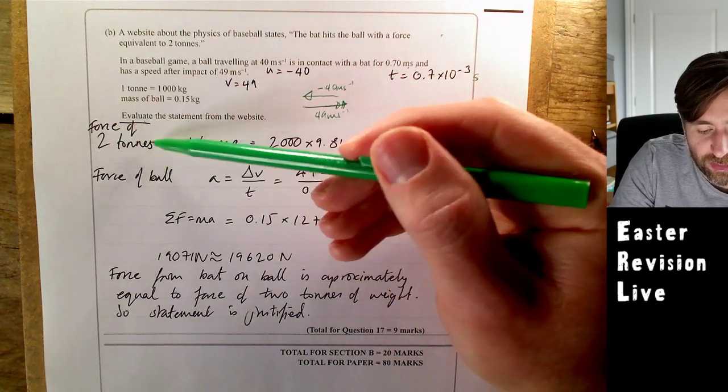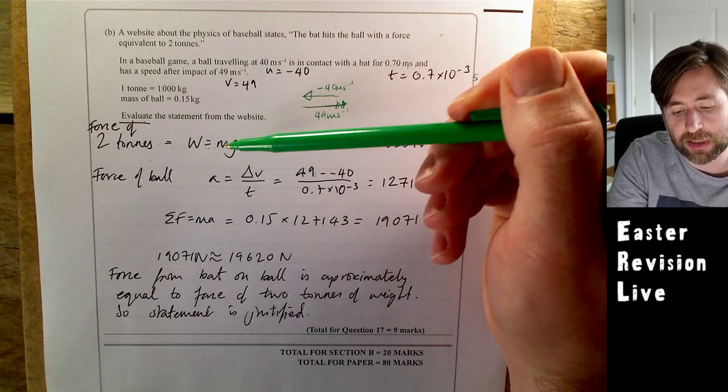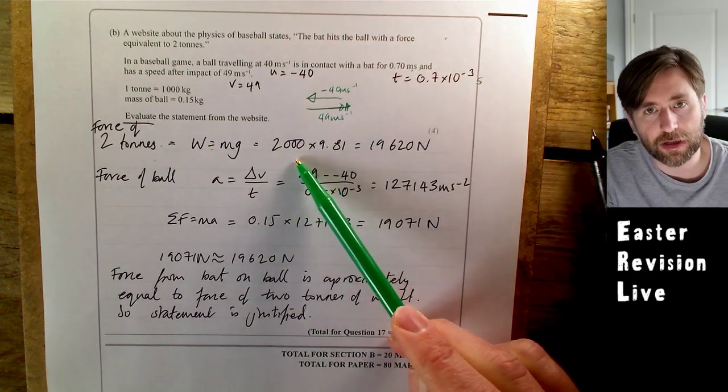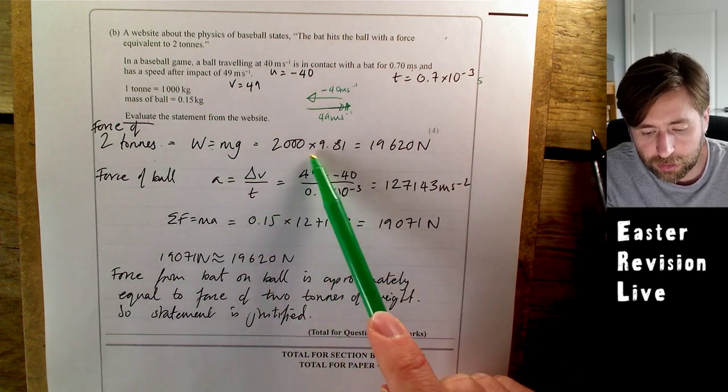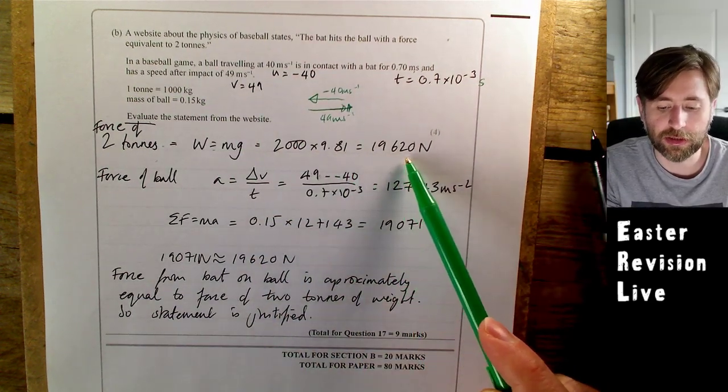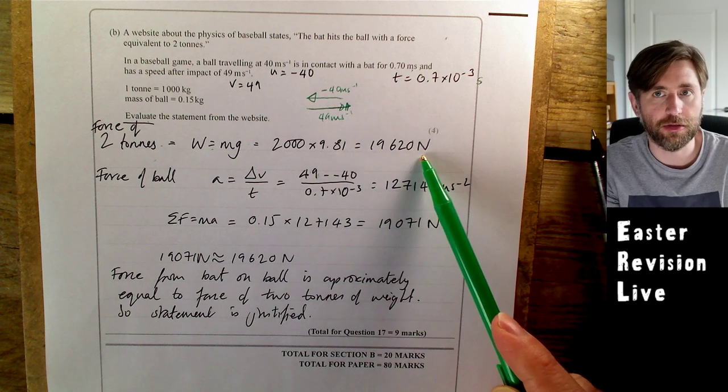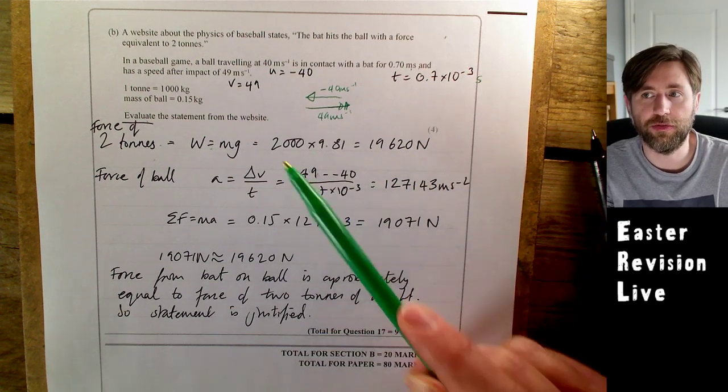First of all, I've found the force of 2 tons, which is just a weight basically. So mass times g. 2,000. You're told 1 ton is 1,000 kilograms. 2,000 times 9.81 gives 19,620 newtons. So that is the force that it's equivalent to, they are saying.